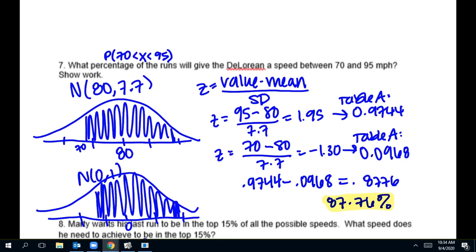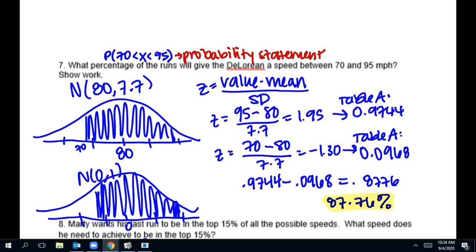So first of all, we had what percent will give the DeLorean a speed between 70 and 95. I like to sometimes write this probability statement, is what we call it. You don't have to do that yet. We'll do that more and more as we get through the course. And then remember our notation. We have our standardized curve, our unstandardized curve. I'm not going to label those again because we've already done it. We have our z-score formula and then filled in with each one. We had to do one for each because there were 2 values.